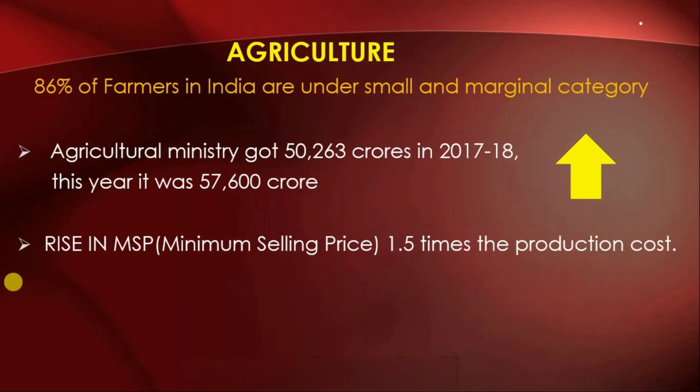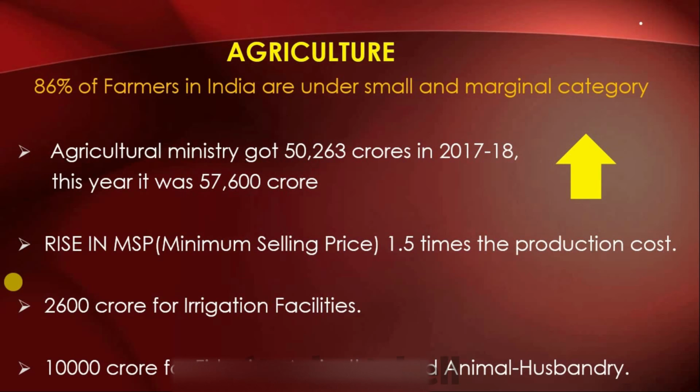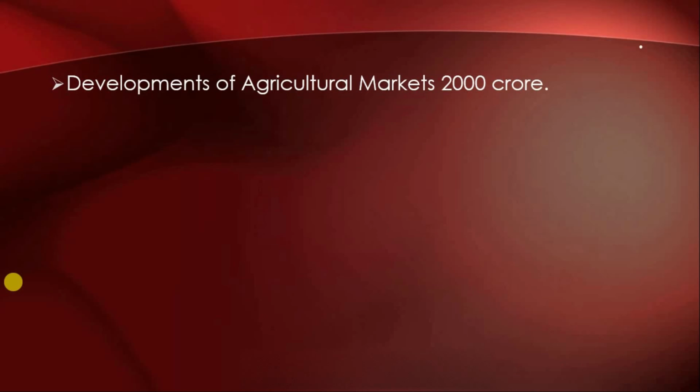Next important point, rise in MSP, minimum selling price. What is this MSP? It is a form of market intervention started by the government of India to ensure farmers against any sharp fall in prices of crops. Sometimes the farmers will be at huge loss if there is a sudden decrease in the price of crops. According to this, the MSP should be 1.5 times the production cost, so the farmers won't face any bad effects. 2,600 crore was allocated for irrigation and 10,000 crore for fisheries, agriculture and animal husbandry, and development of agriculture markets also got 2,000 crore.